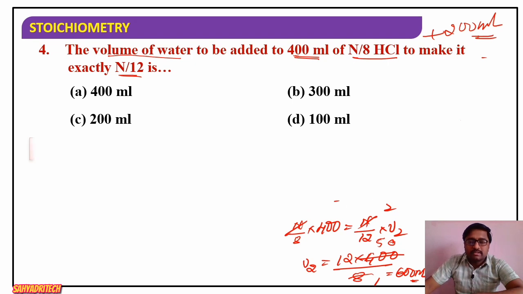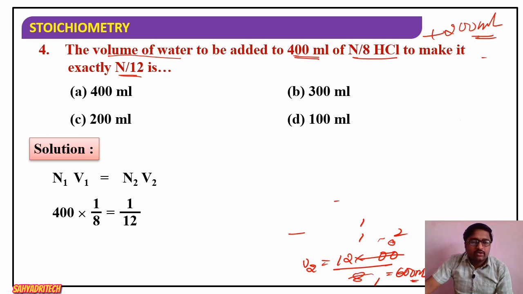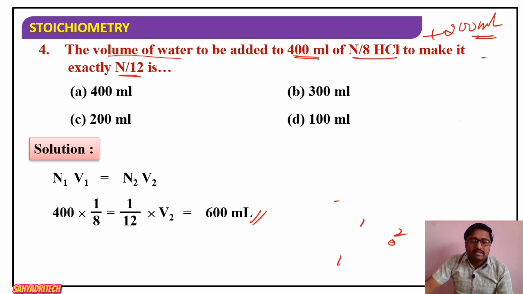Just consider the solution part: N1V1 is equal to N2V2, that is the dilution law. V1 we know, 400 ml. N1 is N by 8, or I can simply write 1 by 8. 1 by 8 is equal to N2, which is 1 by 12, into V2. We don't know V2. So if you simplify V2, how much do we get? 600 ml. That is the final volume.